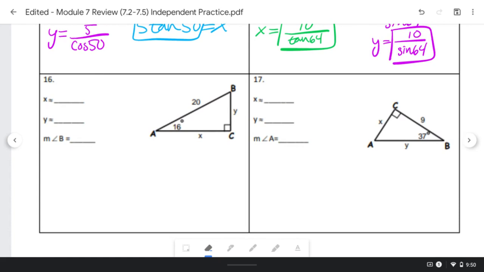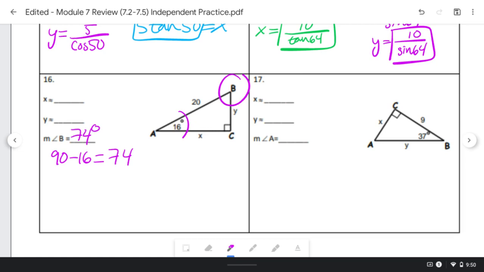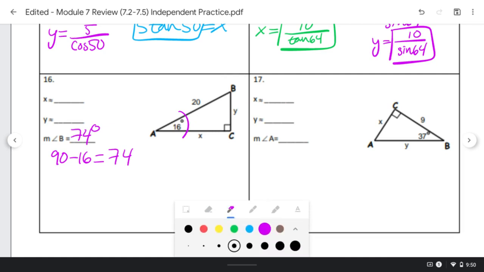All right, for 16, I'm going to start with the angle B because that's the easiest. I've got 16 degrees that was given, and I can just subtract 90 minus 16, and that's going to give me angle B. So by doing that, you get 74, and that's what I'm going to start with. There's no particular one you have to start with. I like to start with the one that's the easiest one. All right, and I have 16 degrees. I need to find x.